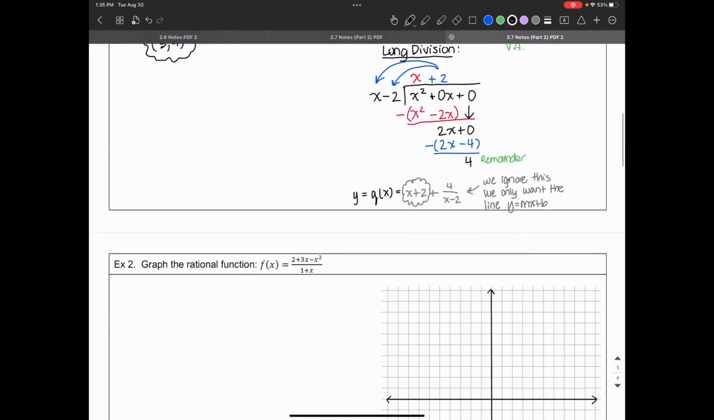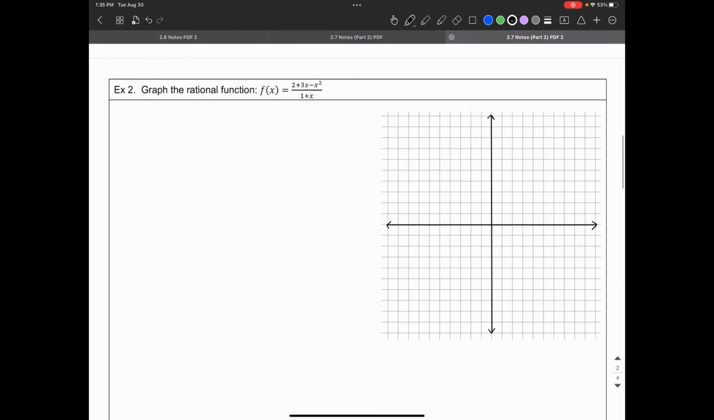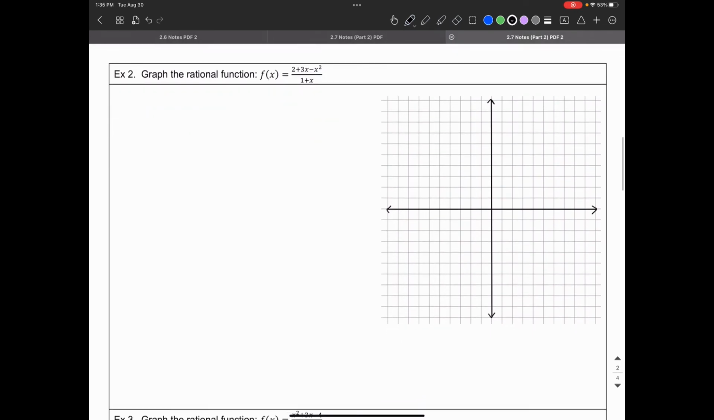Let's try another example. So example 2, I want to graph the rational function f of x is equal to 2 plus 3x minus x squared over 1 plus x. The first thing that I want to do is rearrange what this looks like so that I have the highest power first. So I'm going to write negative x squared plus 3x plus 2 over, and then in the bottom, I'm going to rewrite this as x plus 1, just because I like to look at it that way.